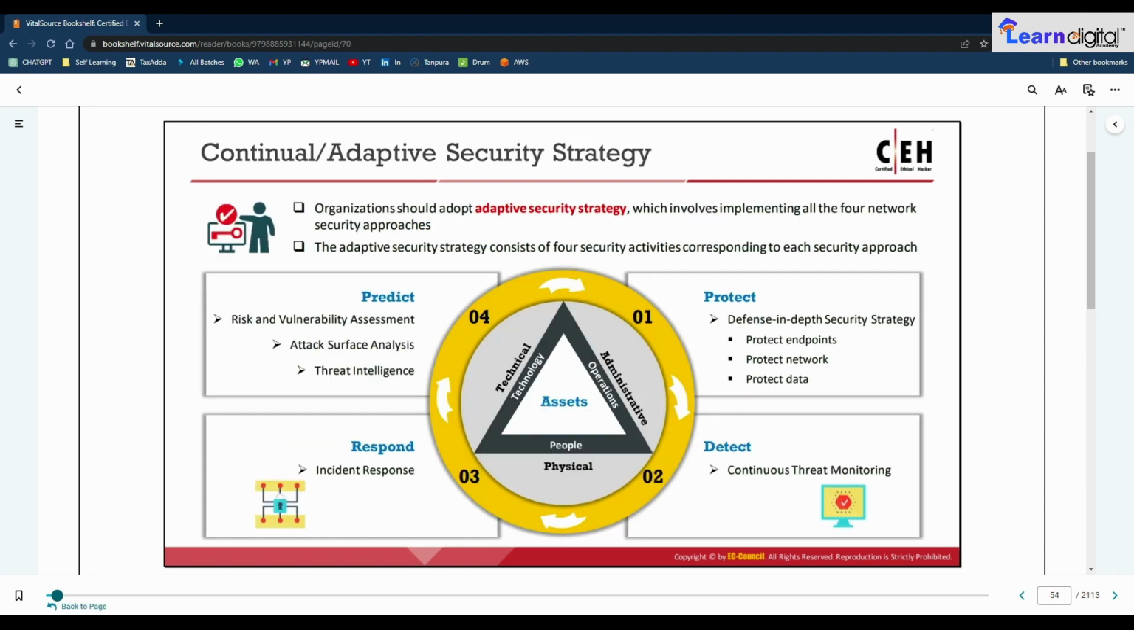The next is continual adaptive security strategies. The adaptive security strategy prescribes that continuous prediction, prevention, detection, and response actions must be taken to ensure comprehensive computer network defense. There are four things you can see: protection, detection, responding, and prediction. These are the actions that can be taken for continual adaptive security strategies, so you can have a look at these four options.